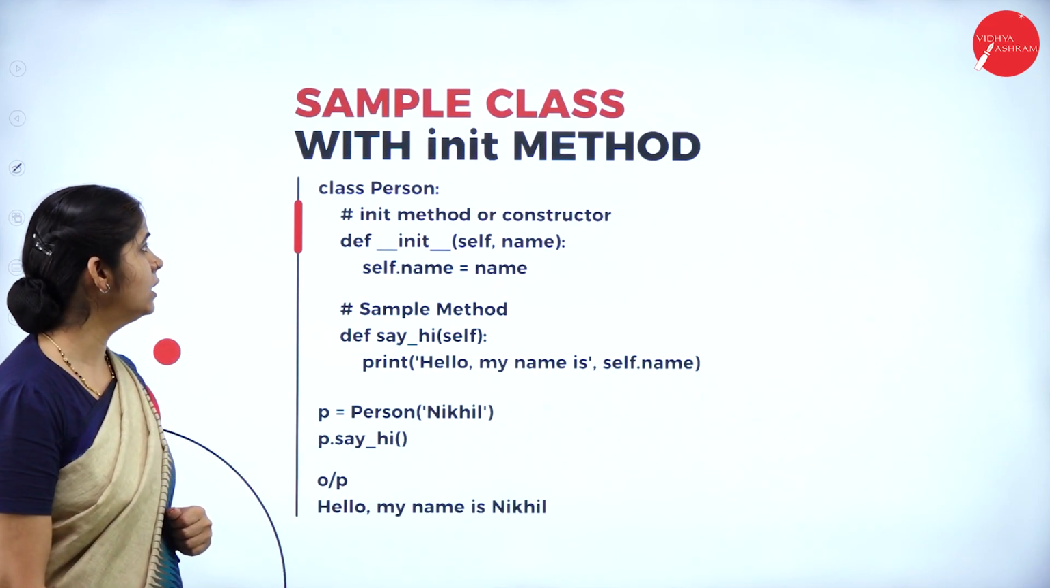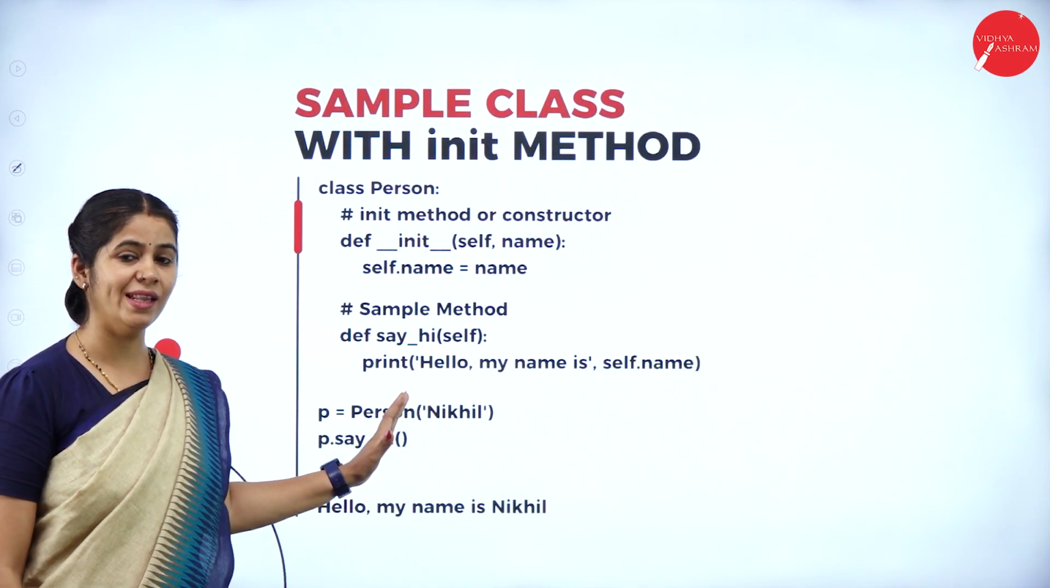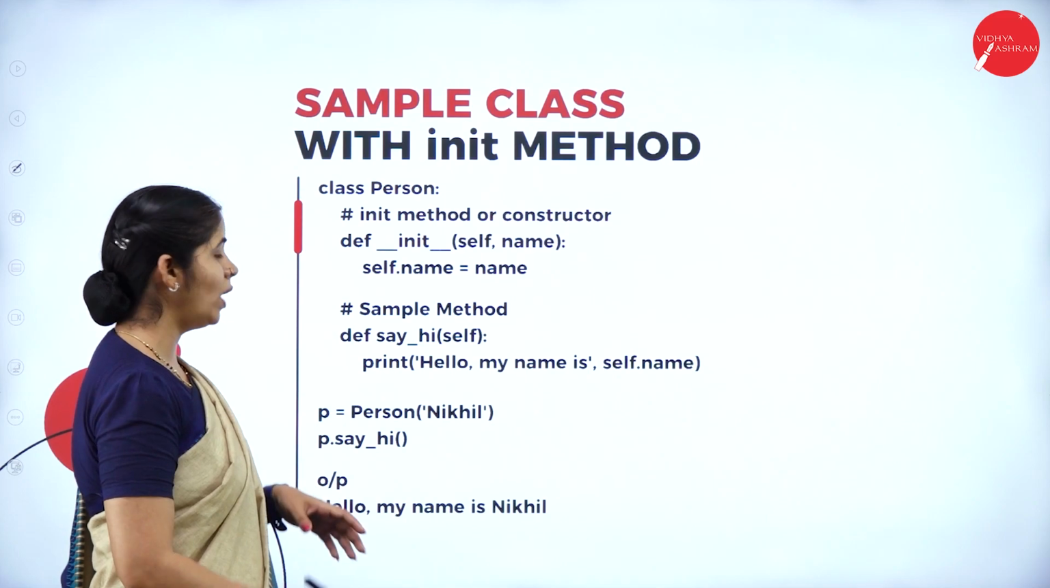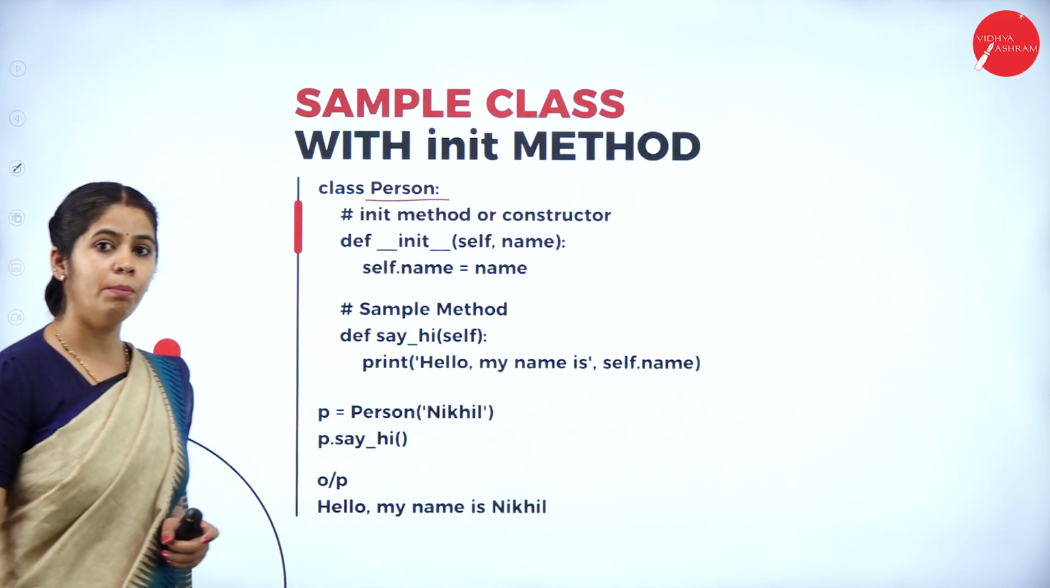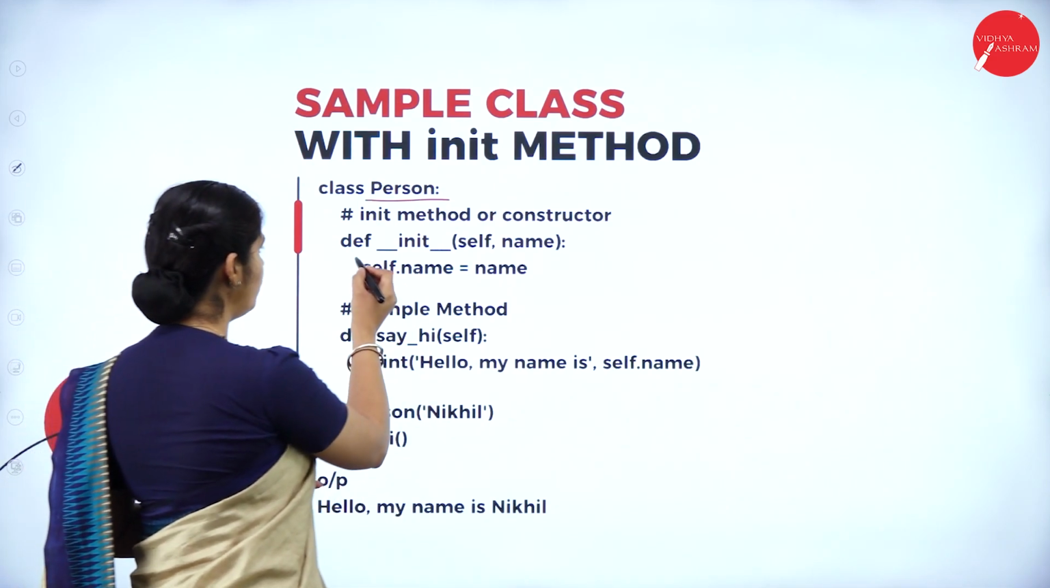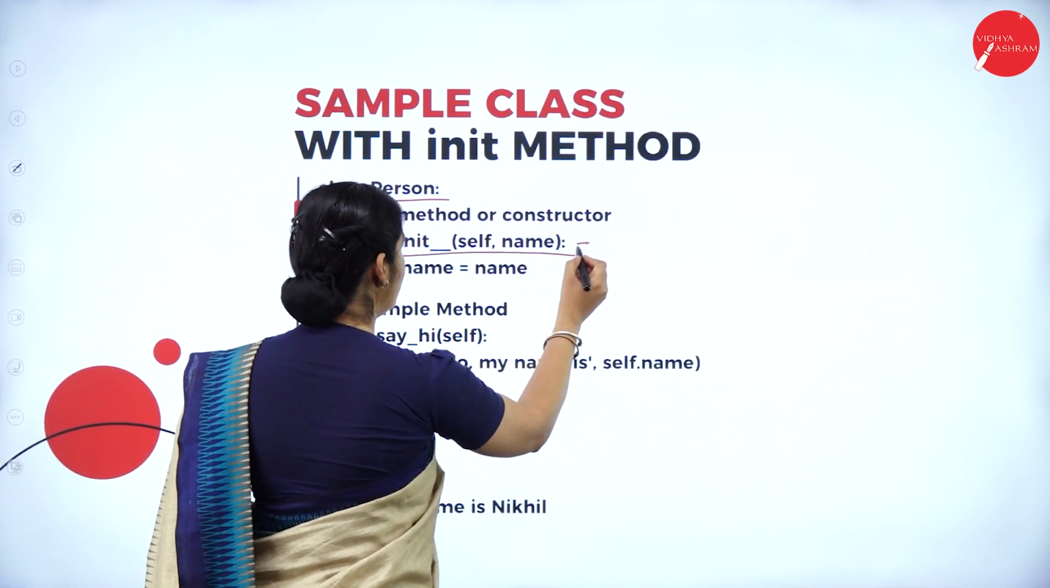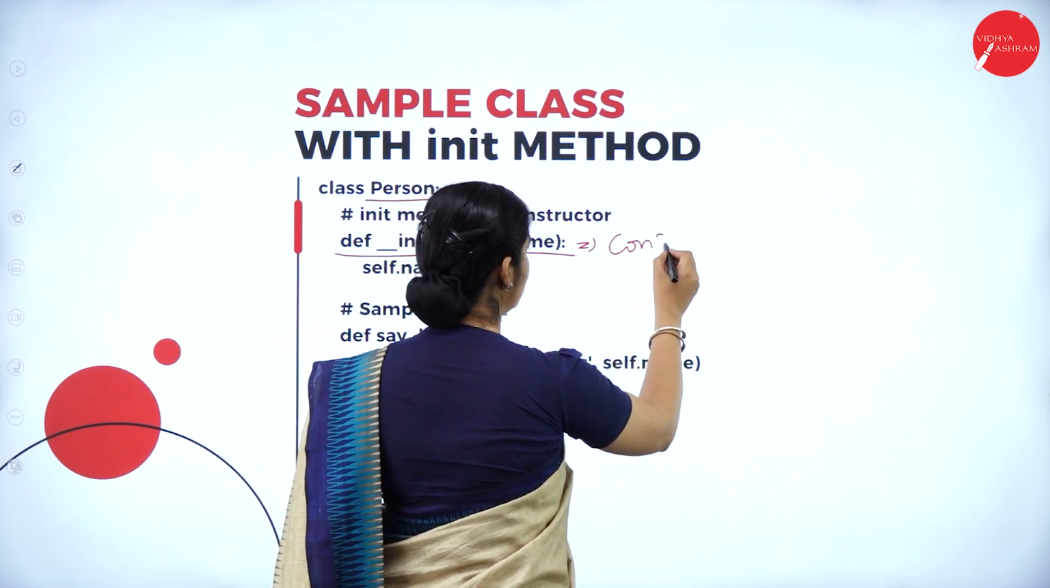Next, a simple class example with the init method. What we are doing is creating one class called Person. What is the class name? Person is the class name. In that, what we are doing is defining the constructor.